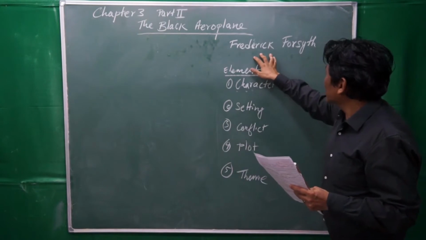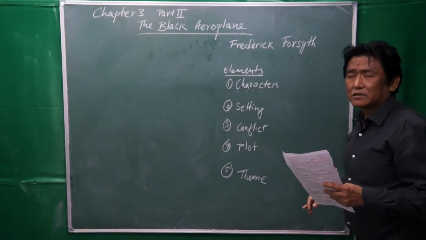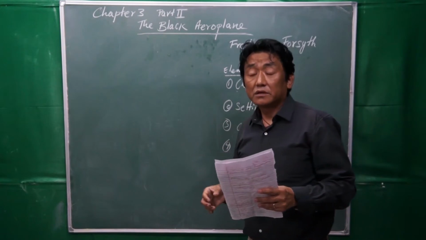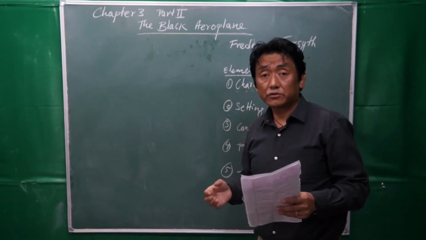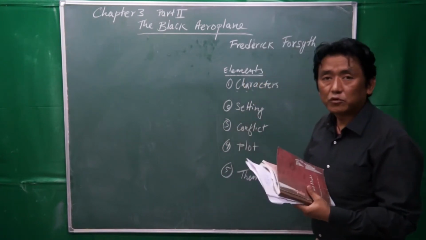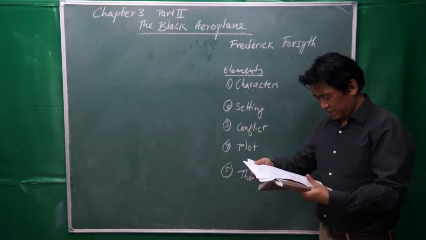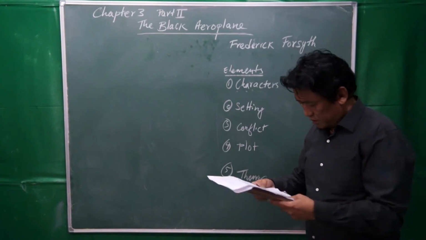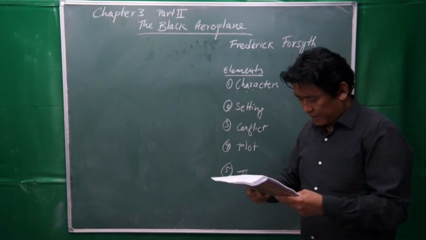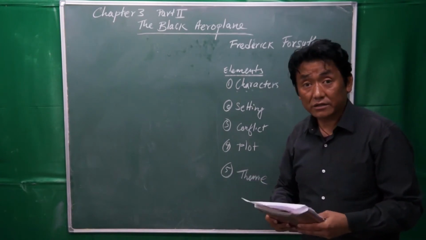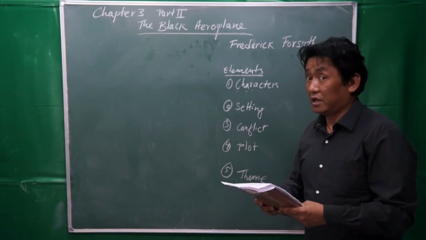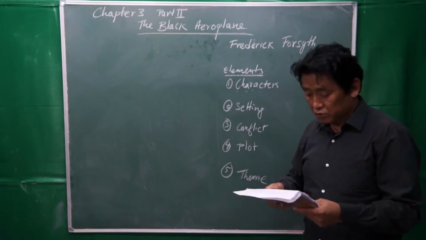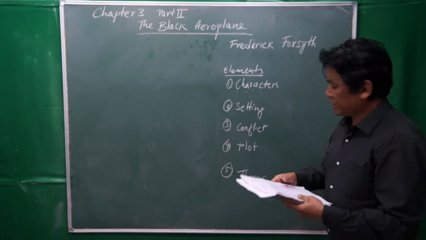This author, Frederick Forsyth, is a British novelist. He writes short stories also, and he was born in 1938. His works are The Fist of God, The Dogs of War, and The Day of the Jackal. And The Day of the Jackal has become very famous, right, due to the movie also, which was based on this story.